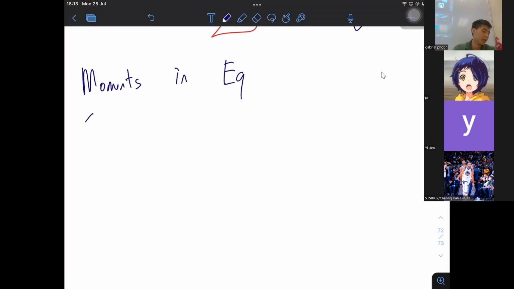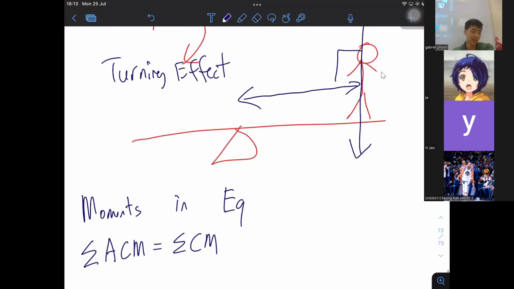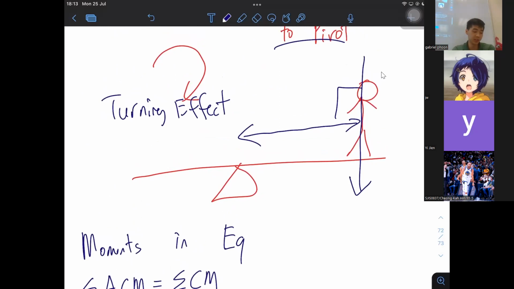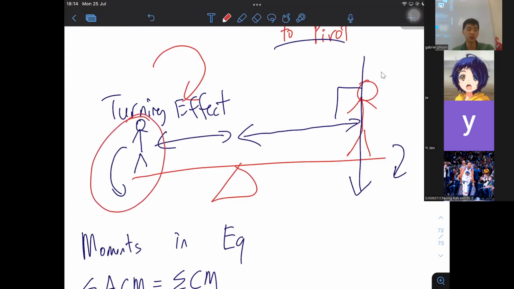Excellent job. It is supposed to be the total anti-clockwise moment is equal to the total clockwise moment. For example, just now in this scenario, obviously this seesaw is going to tilt in this direction, right? It's going to turn in this direction. So in order to counter this effect, we have to exert the exact same moment in this direction. That means I have to put the exact same guy with the same weight standing the exact same distance from the pivot on the seesaw, then this will be a moment in equilibrium, because the total anti-clockwise moment is equal to the total clockwise moment.